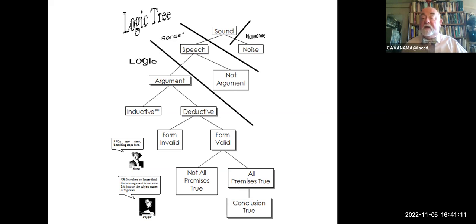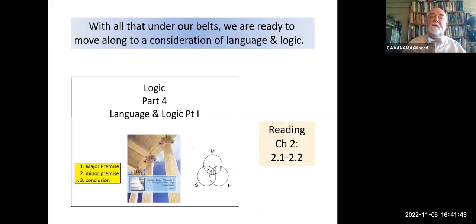But should you decide your form is valid, you have a further decision. Are the premises true or are they not all true? Two premises, all premises, in a more complex argument. If you decide that they're not all true, walk away, because even if the form is valid, you don't know whether your conclusion is true or false. But if you decide you have a valid form and you discover that all your premises are true, then you can stop, because then you know something important. You know your conclusion is true. And that brings us to the end of the general considerations.